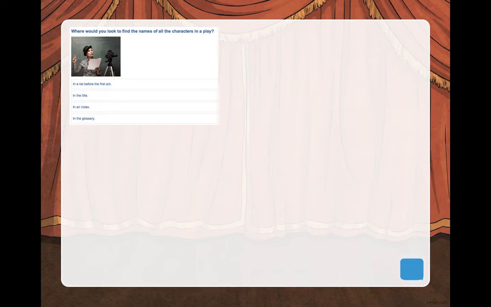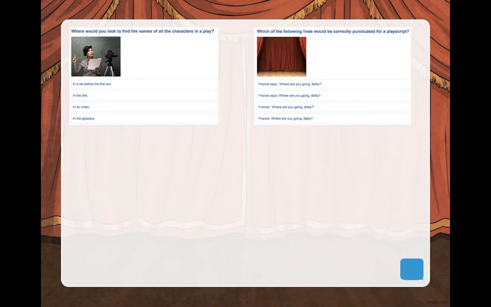Where would you look to find the names of all the characters in the play? Number 1, in a list before the first act. It could be the first act, which is another way of saying the first scene. Number 2, in the title. Number 3, in an index. Or number 4, in the glossary. Remember, press the pause button if you need to.